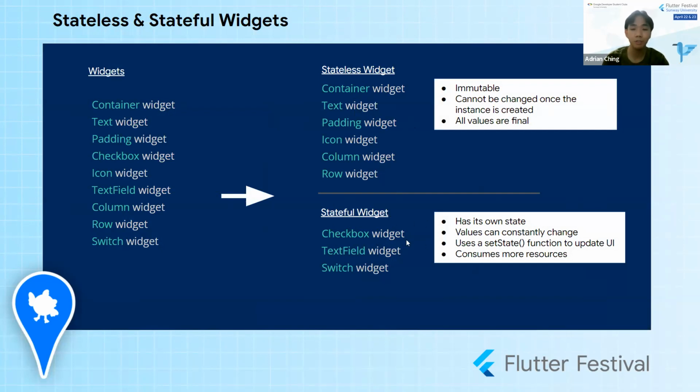For example, a checkbox widget, right? You click on a checkbox, then it will show a tick, and then if you click on it again, it will uncheck. Later on we'll see the state function, which basically tells Flutter to update the UI whenever a change is made. However, people often argue, why not just change everything to a stateful widget, since stateful widgets are better or superior? But you must also know that stateful widgets consume more resources. So if you change everything to stateful widgets, then yeah, your performance will suffer.